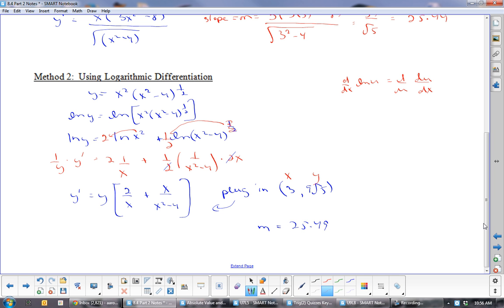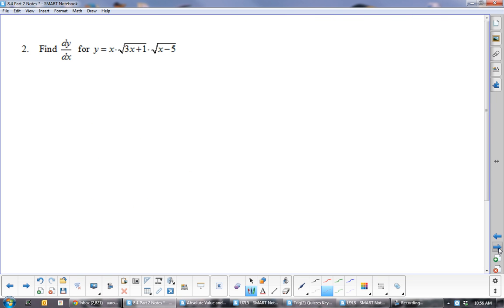Now, I guess it's kind of a toss-up on this one, which one would be more work, but they both work, even though they have entirely different looking formulas. But where it really comes in handy is for this question right here.